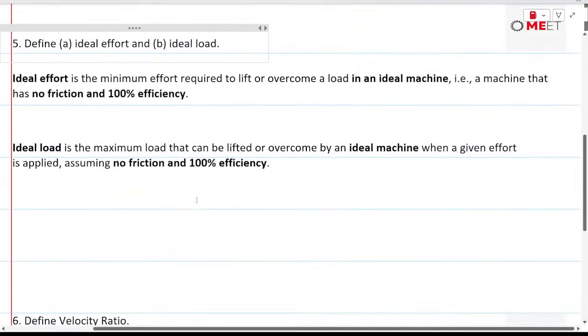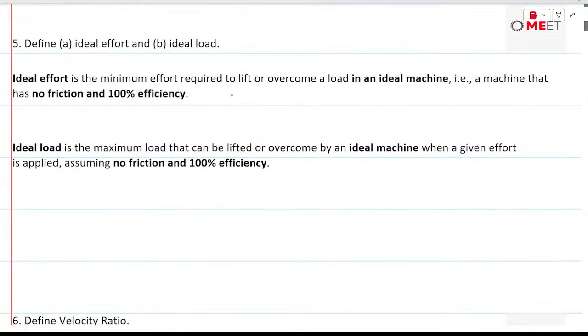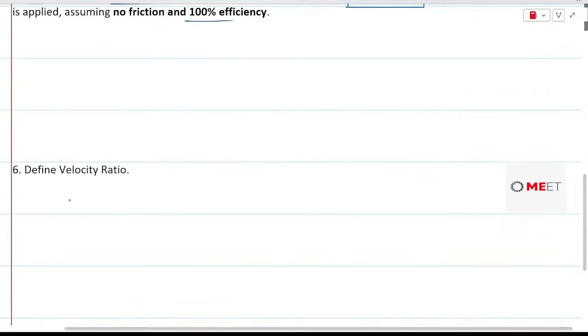Next is ideal effort. The ideal effort is the minimum effort that is required to be applied to an ideal machine, which has 100% efficiency and no friction. And ideal load is the maximum load that can be lifted by an ideal machine, whose efficiency is 100% and no friction is present. Velocity ratio is indicated by VR.